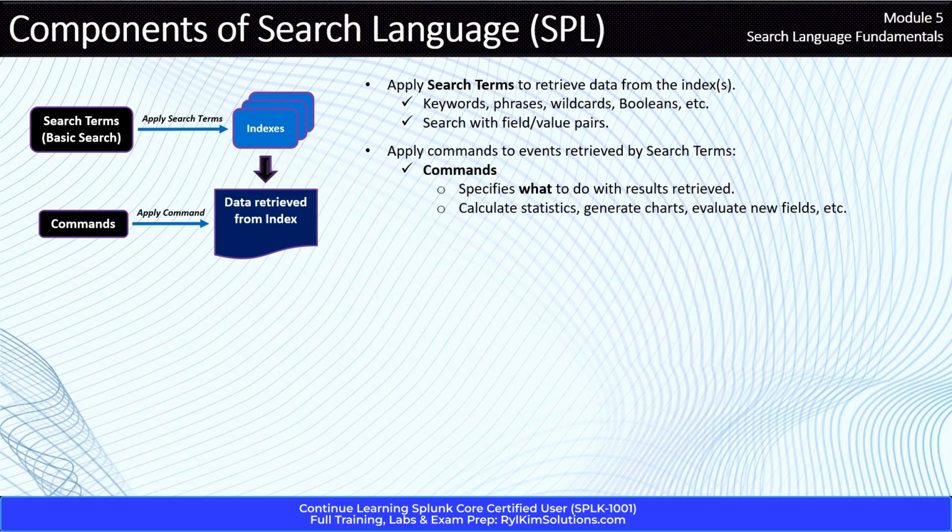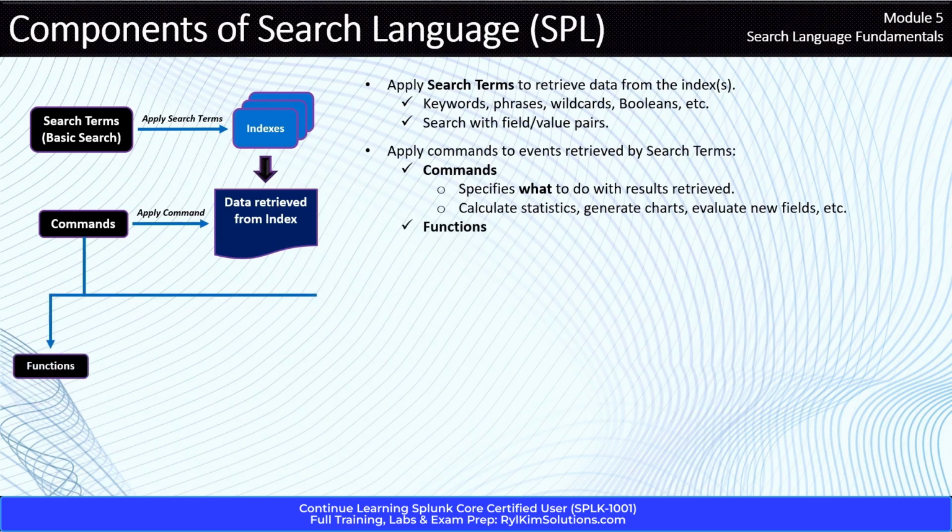Now, what are the different things that you might want to do? It doesn't always mean that you do the same thing with the results you retrieve. There are times that you want to just evaluate new fields. There are times that you want to generate charts. There are times that you want to calculate some kind of statistics, and there are going to be different commands that are available to do these different things.